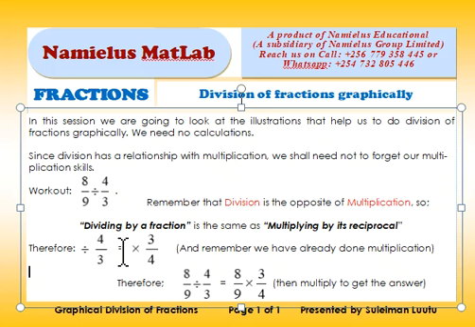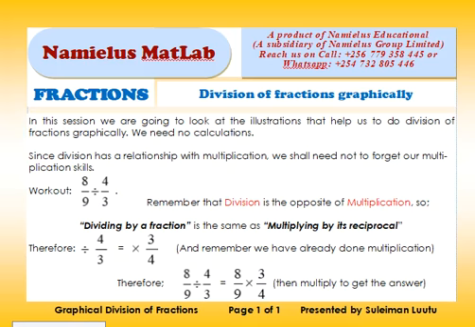And once we have turned it to multiplication, remember we already have done multiplication in the earlier sessions. If you have not done them, you can go back and first go through how the multiplication works, then the division will become easy. Therefore, 8 over 9 divided by 4 over 3 is equivalent to 8 over 9 multiplied by 3 over 4. Then the multiplication we already know. So let's move on and see how we are going to handle such a problem.